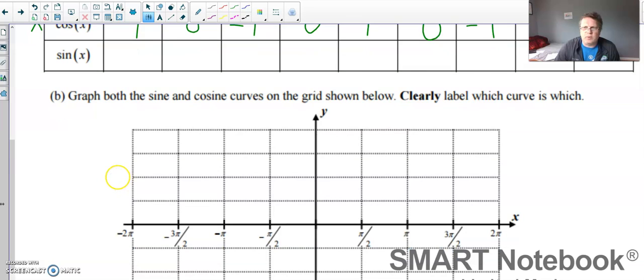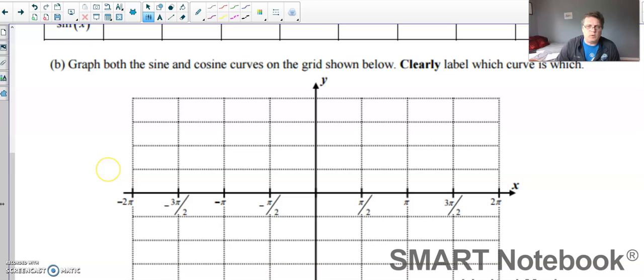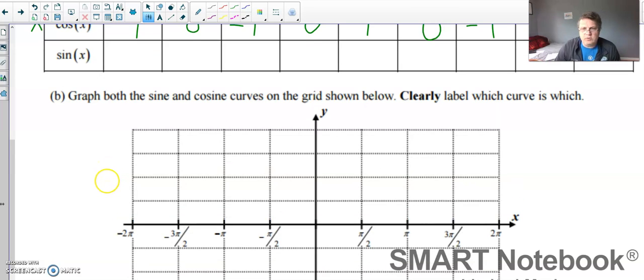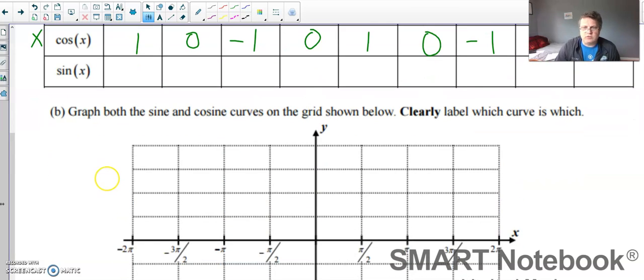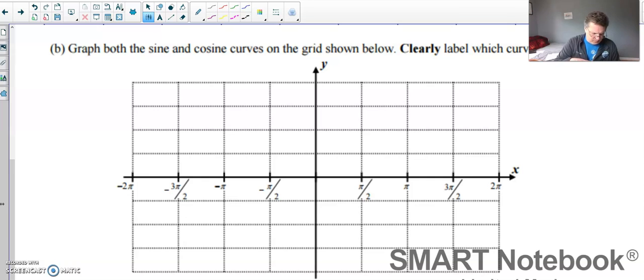Graph both the sides. So remember, we'll do green for cosine. Normally you start at 0 and put those values in. And what I will do is spread this out a little bit, because on this paper it's kind of constricted. So I'll say that this is going to be 1 and this is going to be negative 1.